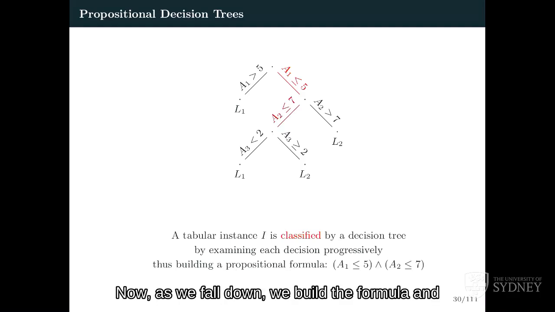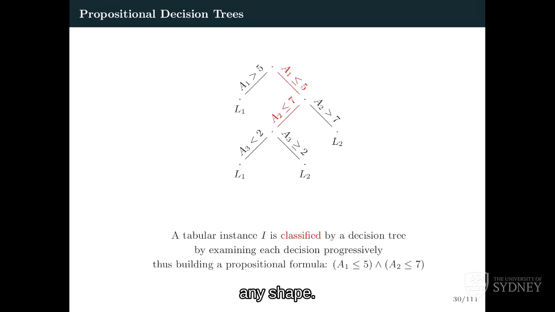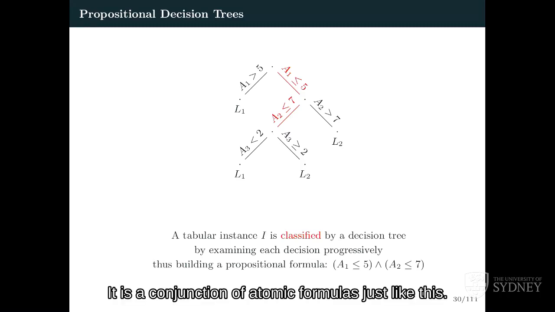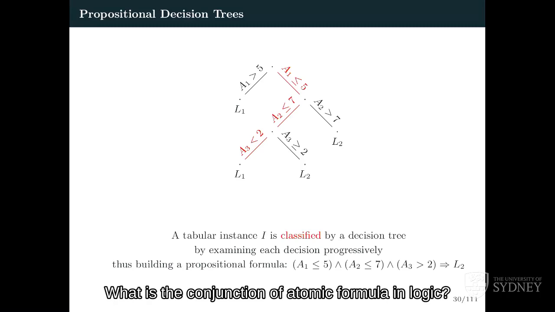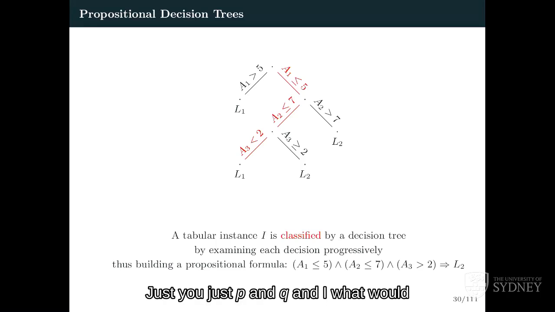Good. Now, as we fall down, we build a formula, and the formula doesn't happen to have just any shape. It has a very specific shape, because it is on a branch, it is a conjunction of atomic formulas, just like this. What is a conjunction of atomic formulas in logic? What is a conjunction? Just P and Q and R. What do you call that?